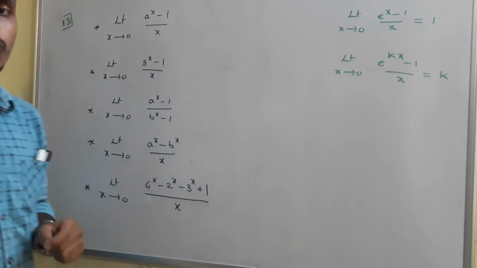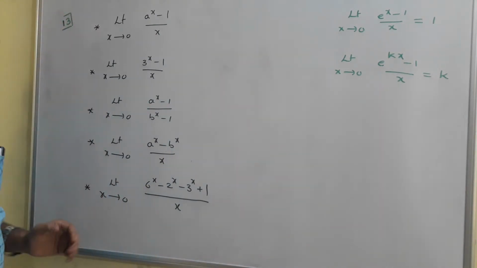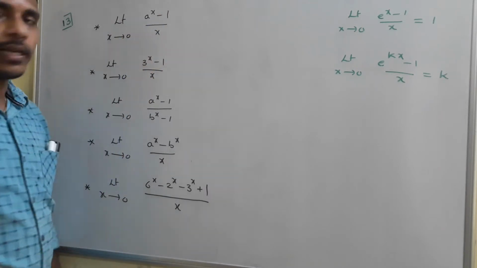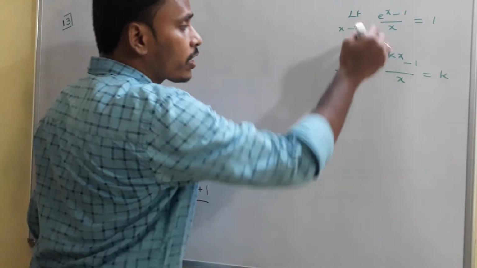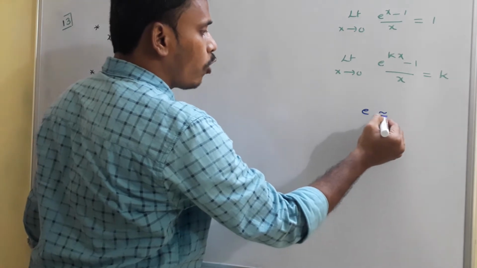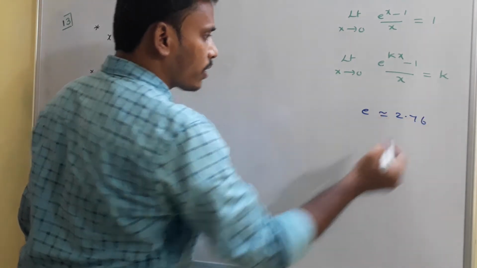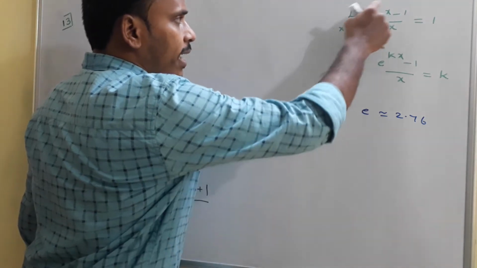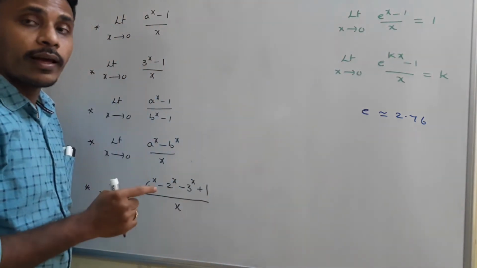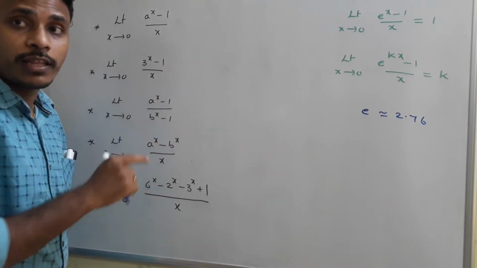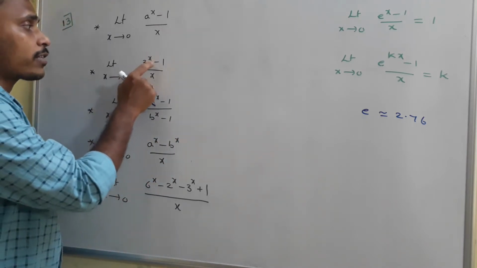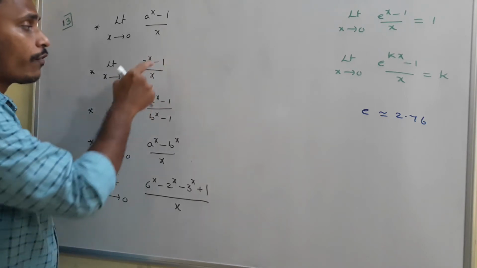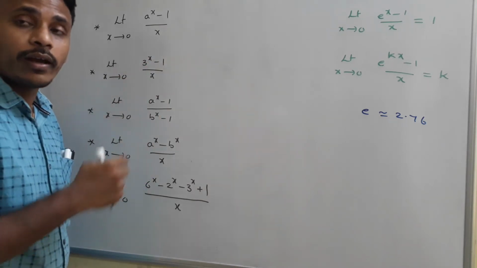Now using these two we are going to derive these. First one, the limit as x tends to 0 of (a^x - 1)/x. Here e is a fixed constant, as we discussed. The value of e is approximately 2.76. Only for that e is this standard limit helpful. But if you have any other number in the place of e, like (3^x - 1)/x or (7^x - 1)/x, then how can we answer?